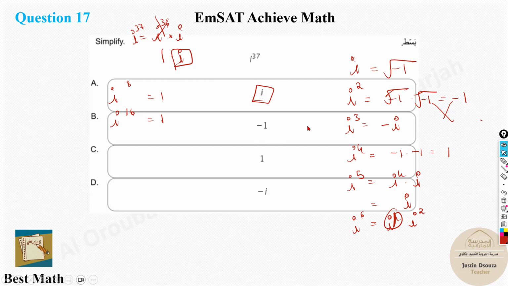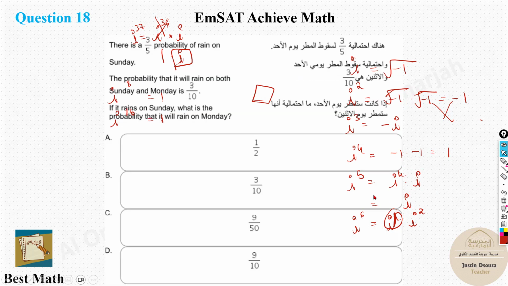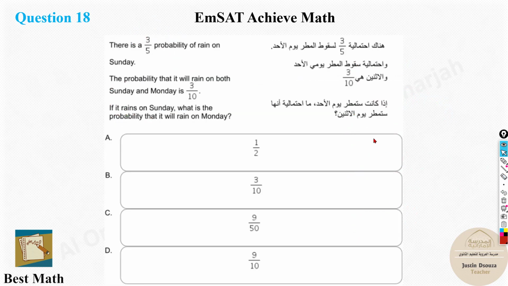So this is it. And if it was, say, i squared, this would be the answer, minus 1. If it was i cubed, it would be minus i. And if it was i to the power 4, it would be 1. So this is it. We will go to the next one over here.